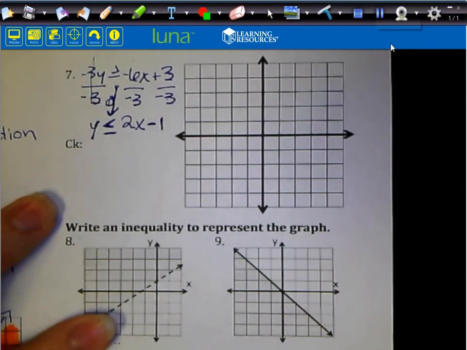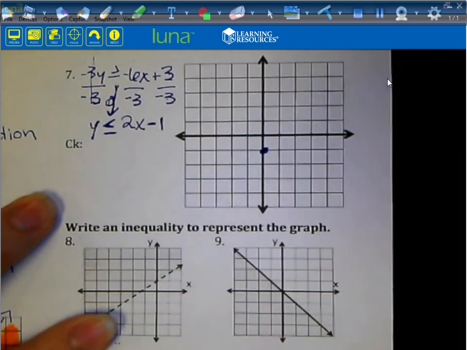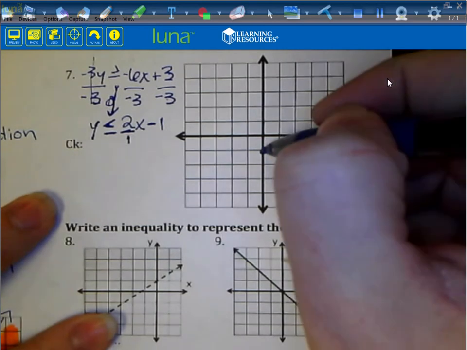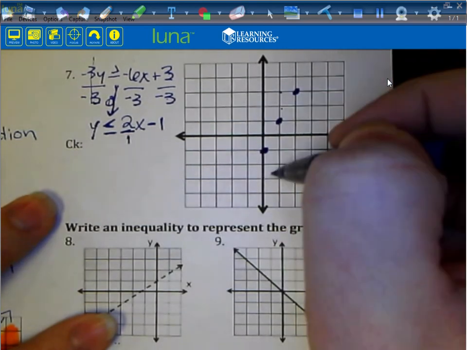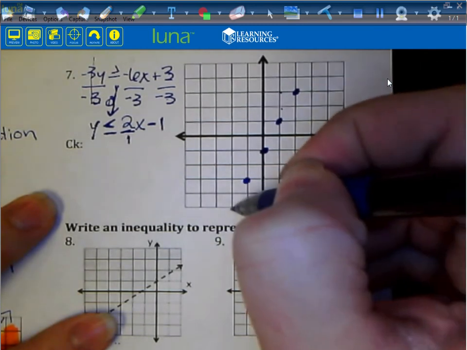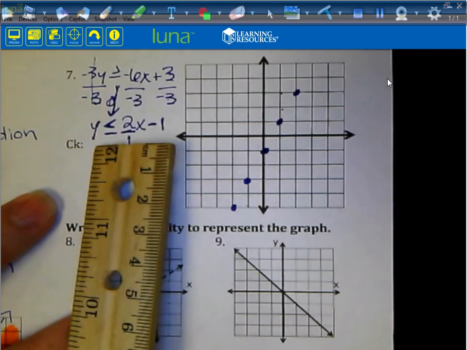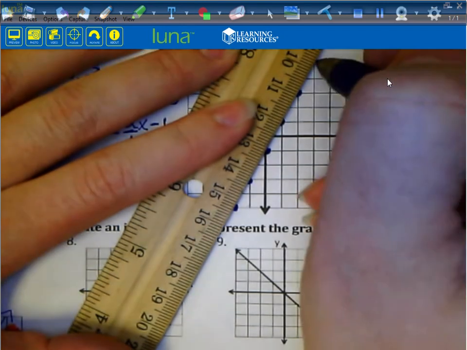Alright, so my beginning is the negative 1, so I'm going to come on the y to the negative 1 and make my first point, and then my slope is 2, which is the same thing as saying it's 2 over 1. So I'm going to come up 2 over 1, up 2 over 1, and then I can come back here and go down 2 and back 1, down 2 and back 1. Now I'm going to draw my line, and because I have an extra mark underneath my inequality sign, I know that my line is going to be solid. Again, it's important to note that before you draw the line.